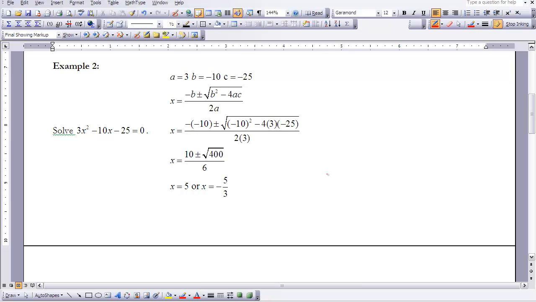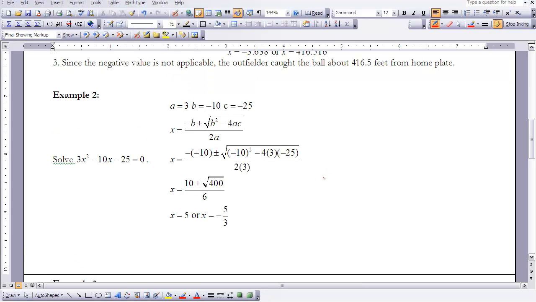Let's take a look at example 2, and we're just going to use a simple equation here. 3x squared minus 10x minus 25 equals 0. My equation's already set equal to 0, so now I can identify my a, b, and c. a is 3, b is negative 10, and c is negative 25. Go ahead and insert your values for a, b, and c. So negative 10 here, and a is 3, and c is negative 25. So that's all over 2 times a.